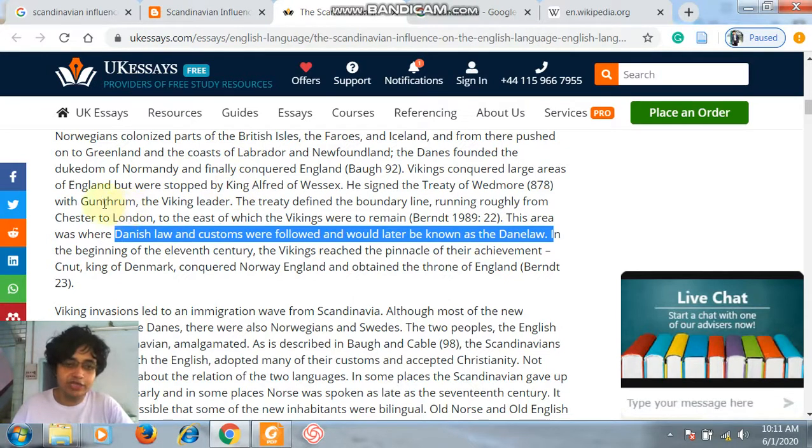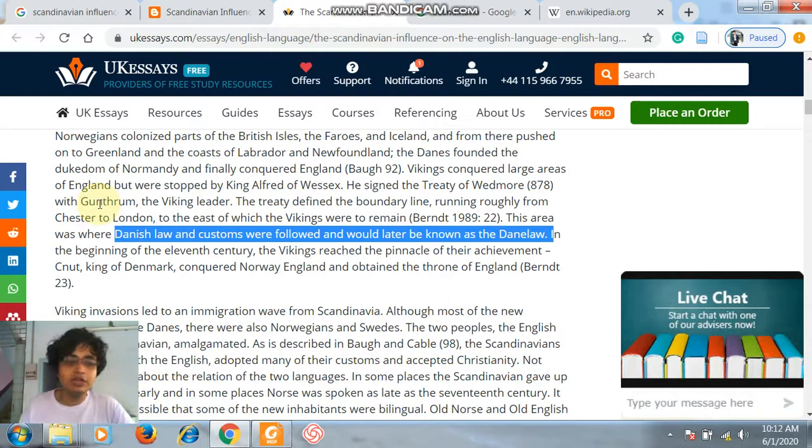Alfred signed this treaty with Gunthrum, the Viking leader, and within this treaty a certain area, east of London, was given to the Danes, and in this particular area the Danish law and customs would prevail.